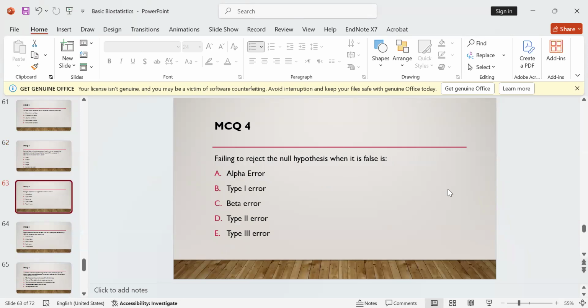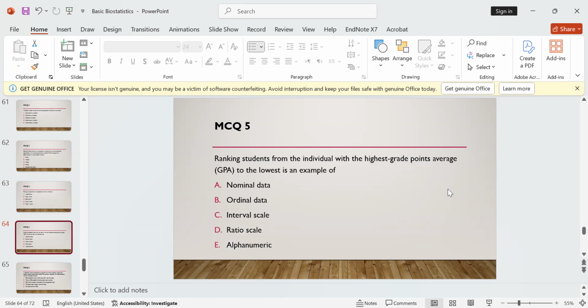MCQ number 4. Failing to reject the null hypothesis when it is false is: A. Alpha error, B. Type 1 error, C. Beta error, D. Type 2 error, or E. Type 3 error. The answer is D, Type 2 error.